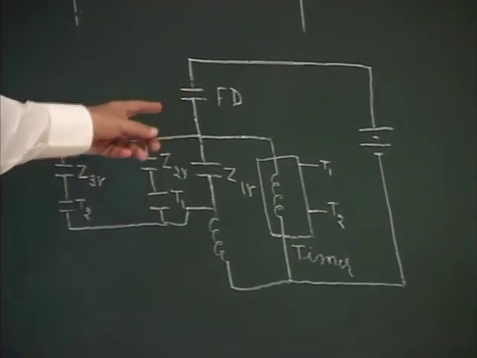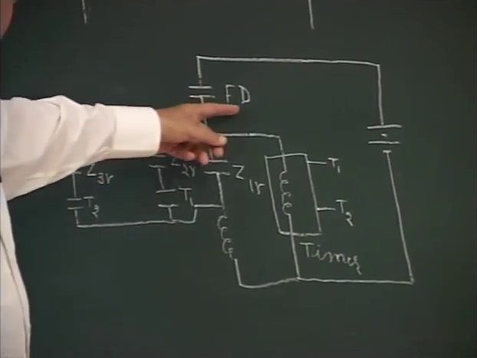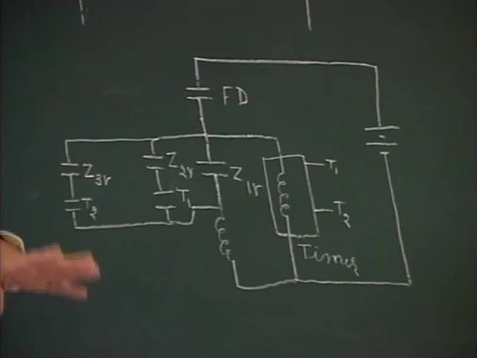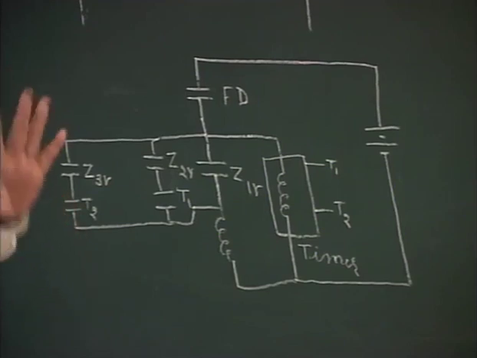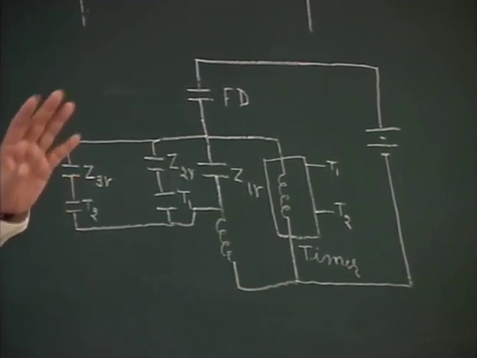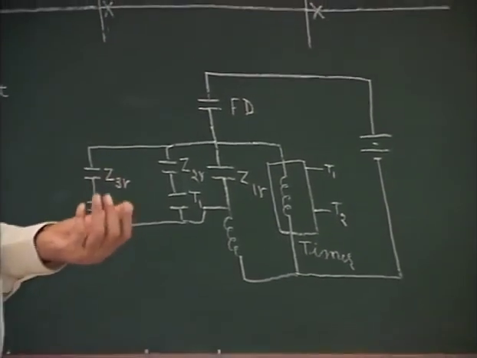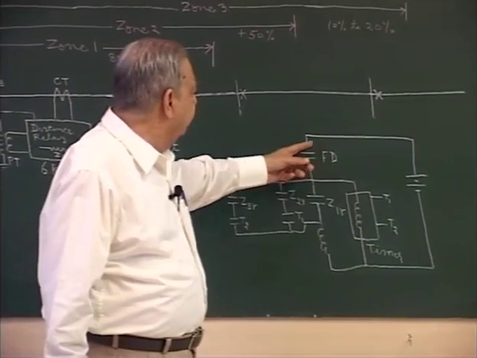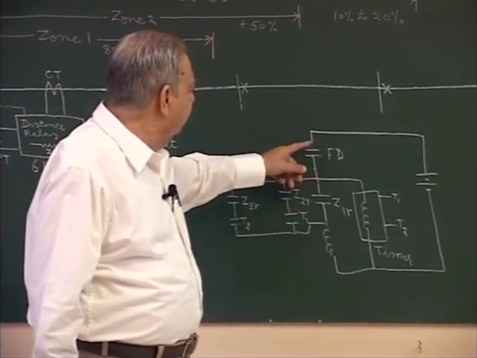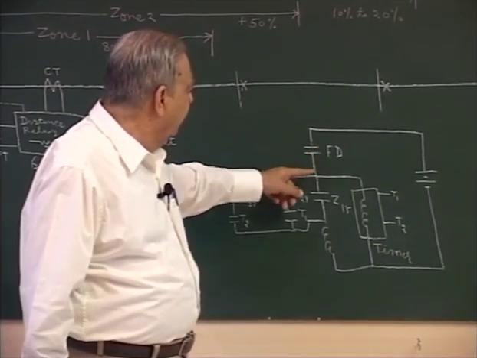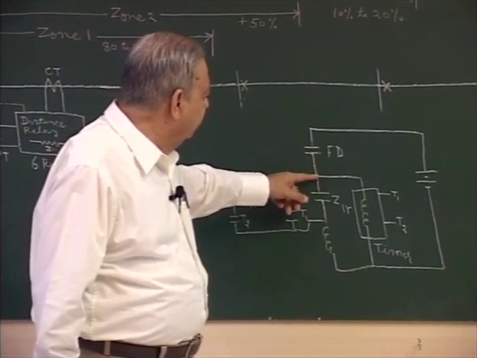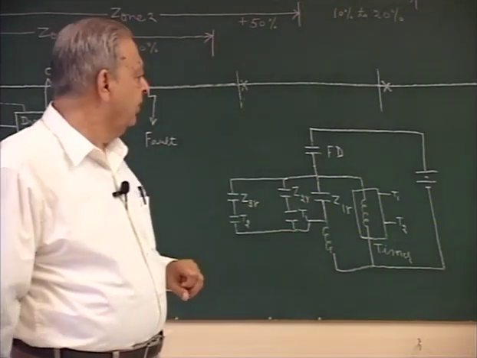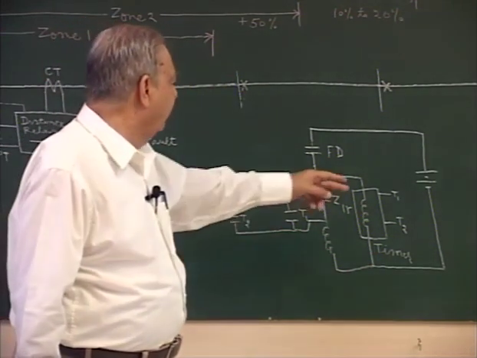This is a fault detecting relay, that is an overcurrent relay, that shows that some fault has occurred somewhere. Whether the relay should operate or should not operate will be decided by the relay. So it is initialized. When this is closed, supply is available to the timer. The timer has two contacts.